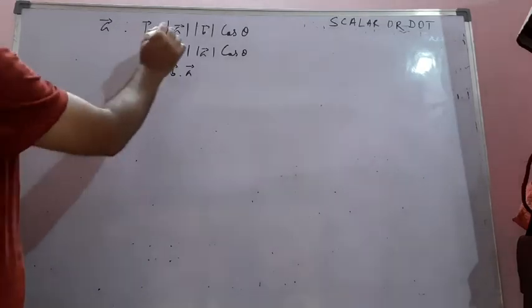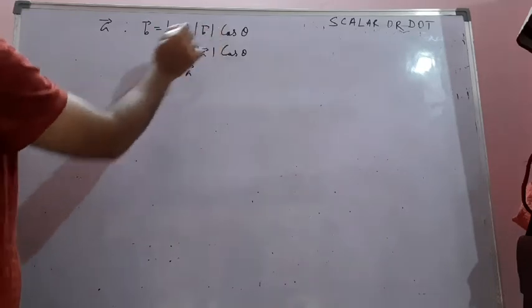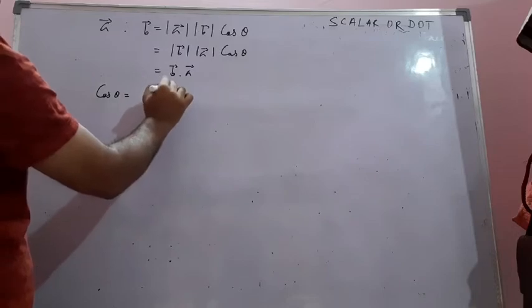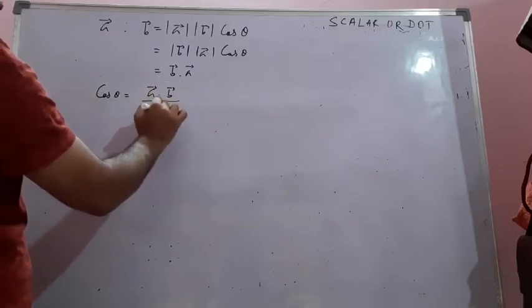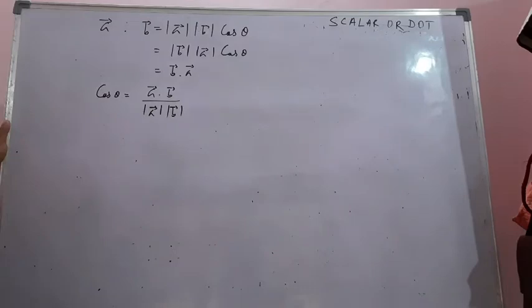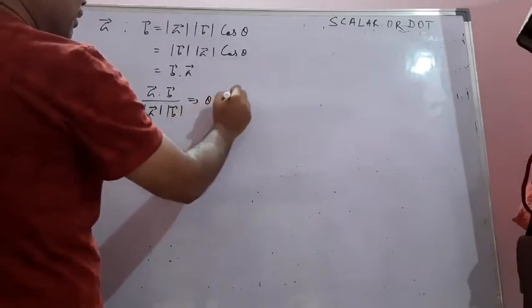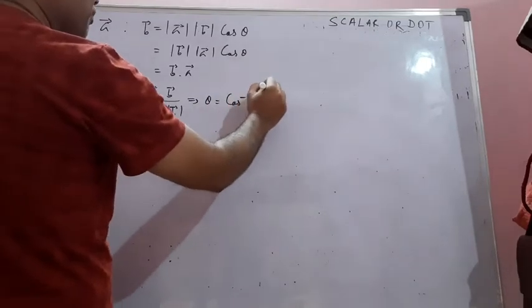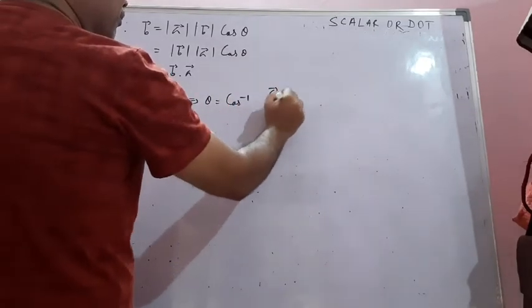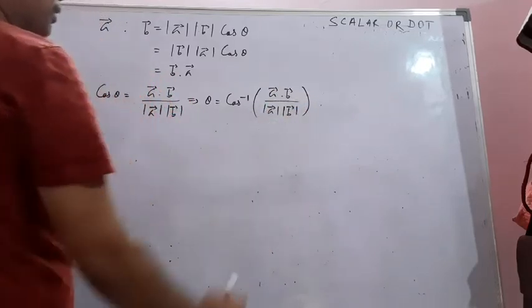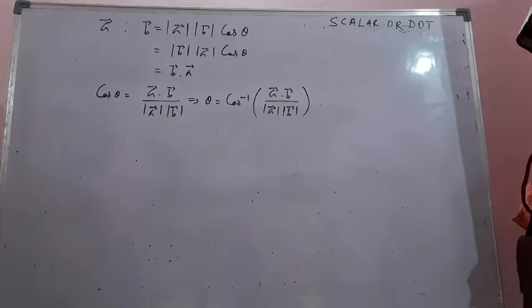Next, from this you can find out the angle, because from this you can find out cos theta. So what will be cos theta? a dot b by magnitude of a into magnitude of b. If that is cos theta, then angle theta is cos inverse of a dot b by magnitude of a into magnitude of b. That means if you are to find the angle between two vectors, you can use this formula. Suppose I number it as 1.